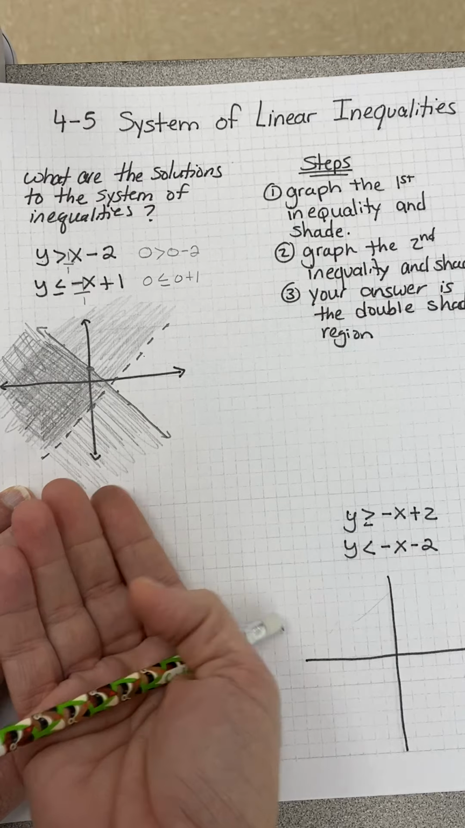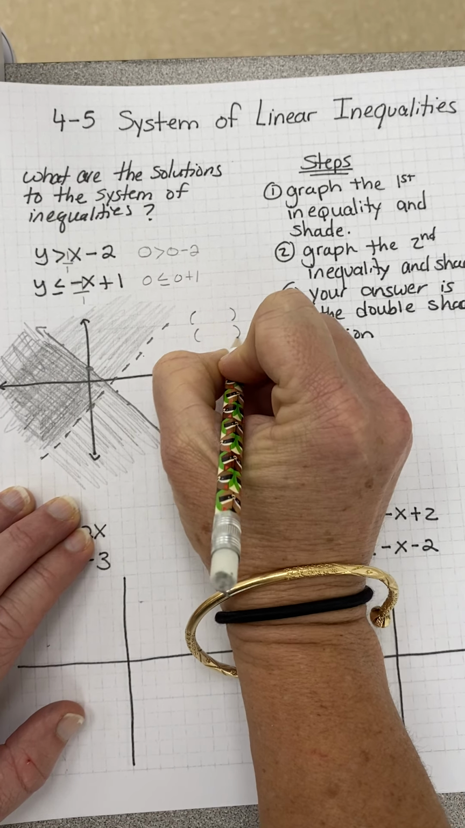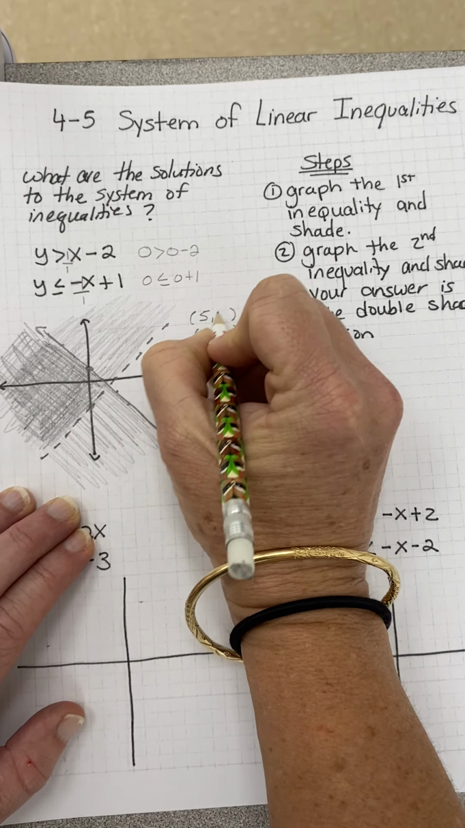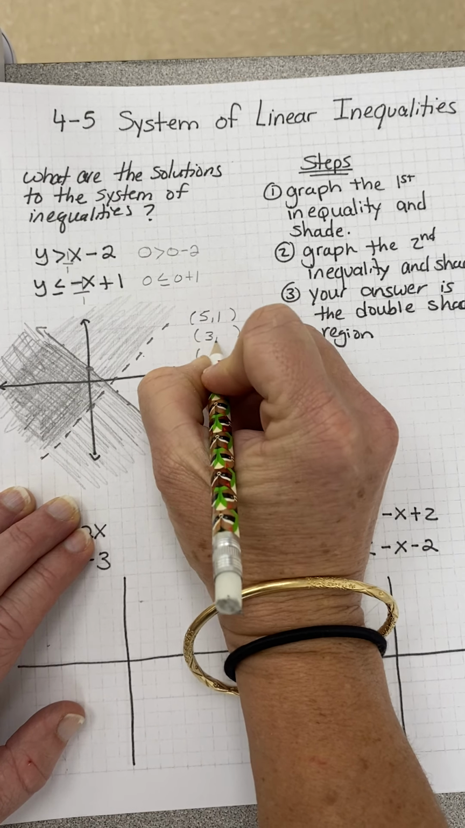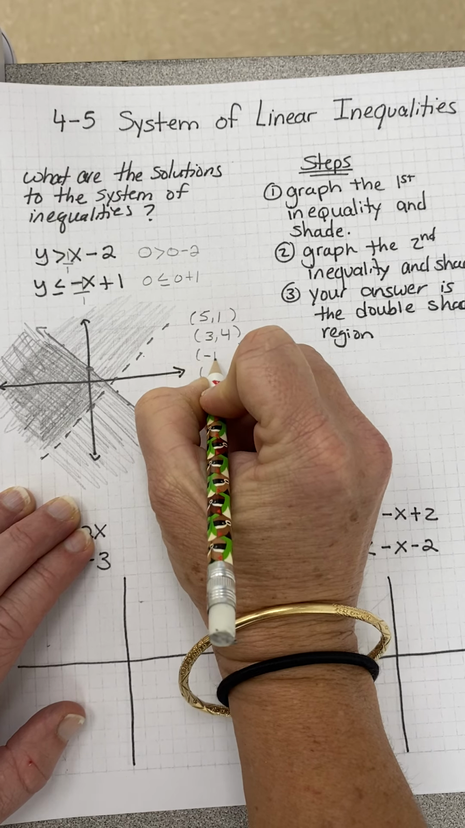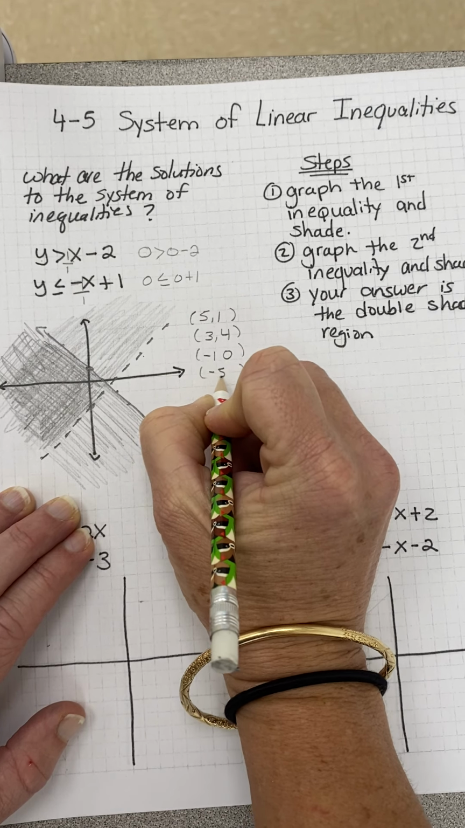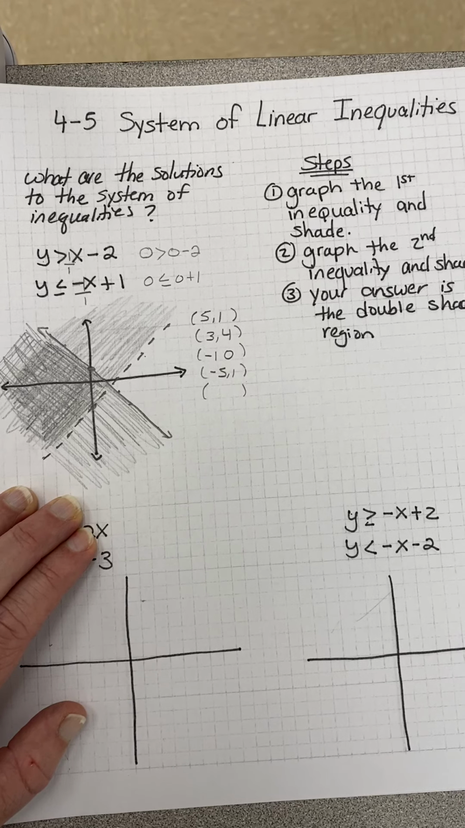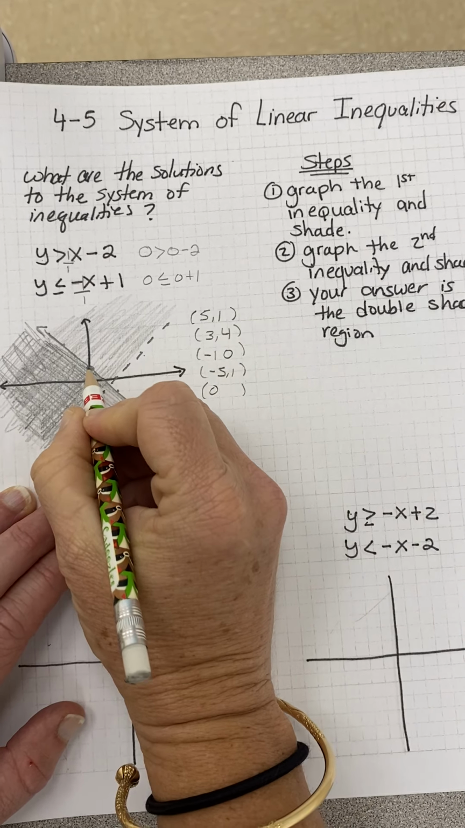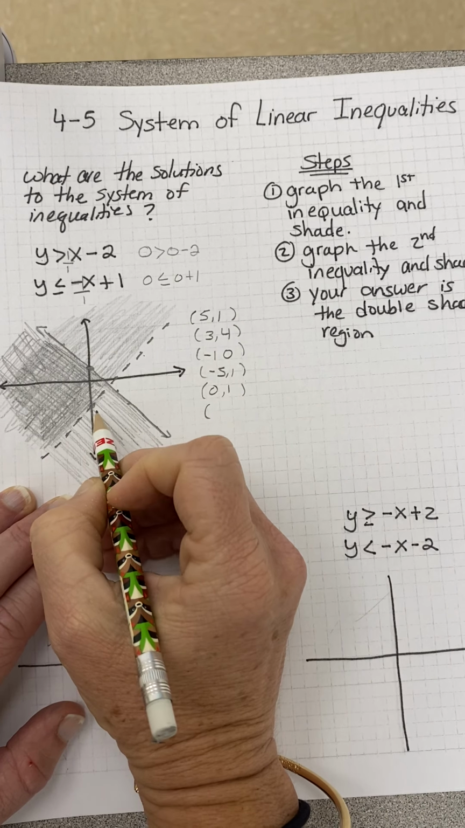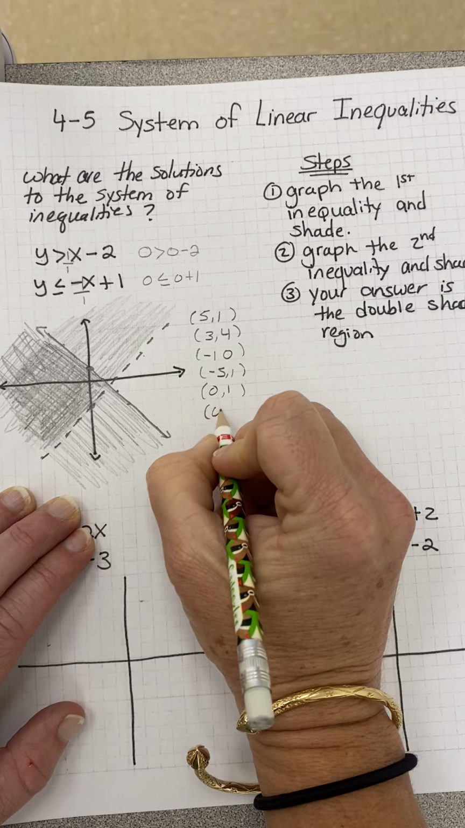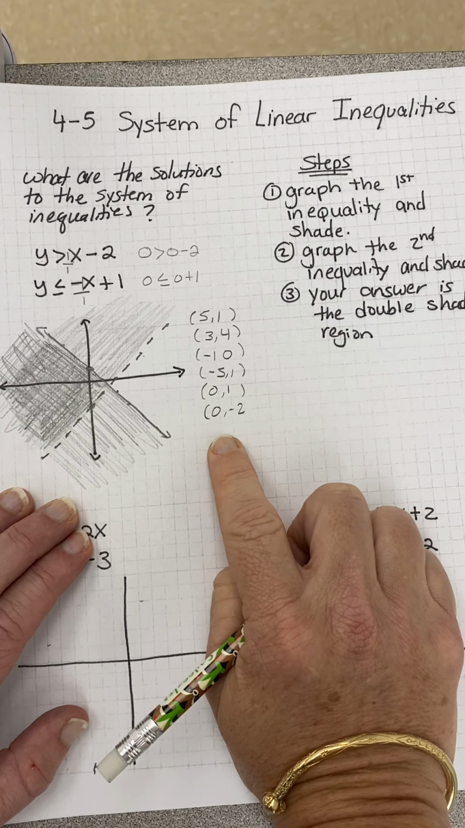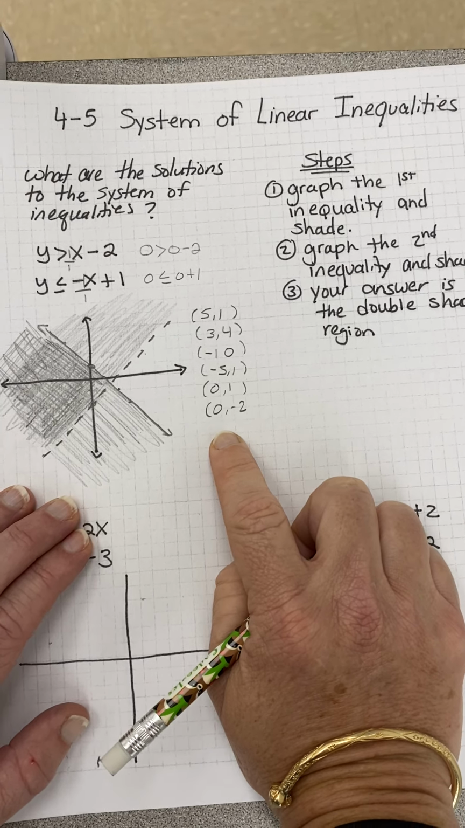Occasionally, if this was a multiple choice test, they may put several different coordinates. If it was multi-select, they might give you some points, let's say 5, 1, 3, 4, negative 1, 0, negative 5, 1. Actually, there's another one I want to show you too, 0, 1. And I want to show you one more. So many things I have to share with you guys. Let's pretend that you had to do all of this work, and here were options, and you had to multi-select which of these coordinates were solutions to the system.